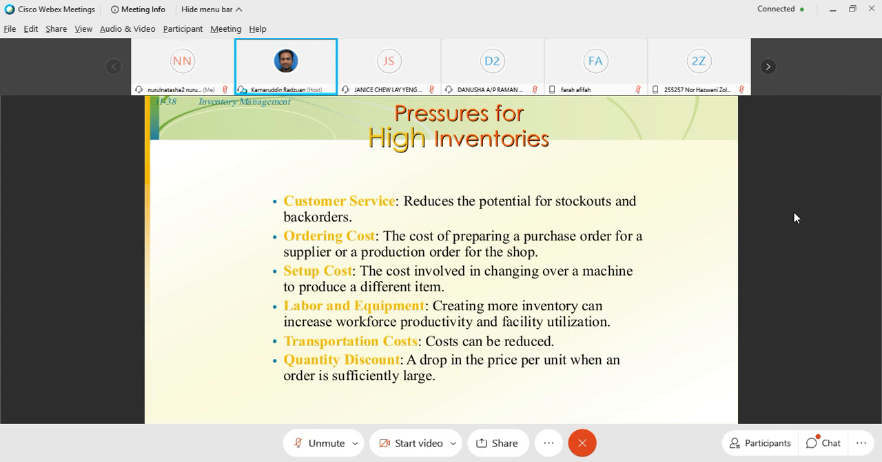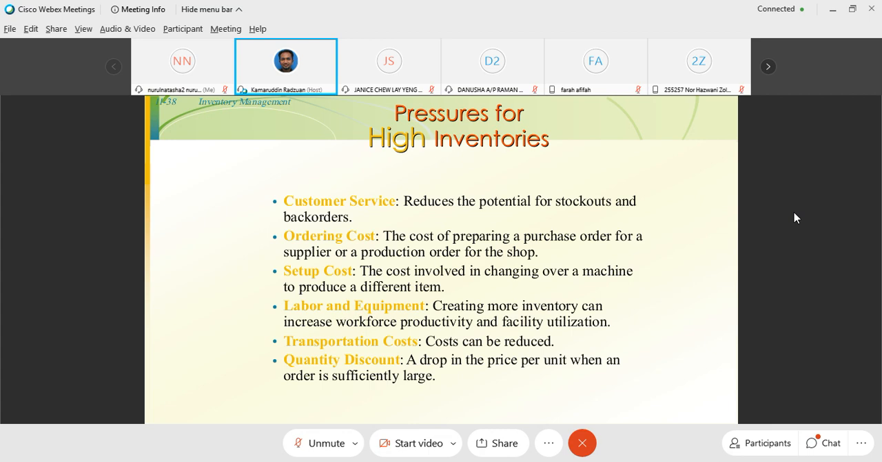When the customer service level increases, it will reduce the potential of stock out and back order from customers for order fulfillment. Also, ordering cost will be decreased. That is the cost of preparing a purchase order for a supplier or a production order for the shop. So if we have a high inventory, the frequency of ordering will be low, and directly the ordering cost will also be low.